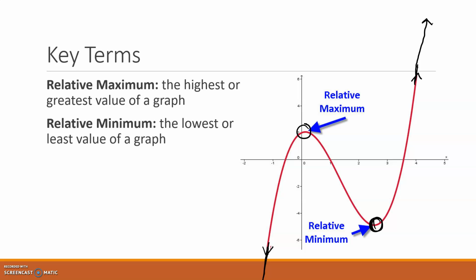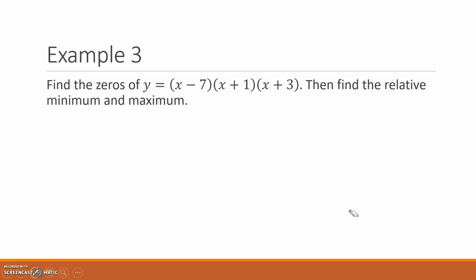When we were graphing parabolas, what was our minimum or maximum better known as? It was better known as the vertex of the parabola. So we looked at problems like this, where this was just the minimum because the graph never gets lower than this point, or the maximum because it never gets higher than that point. So now we're looking at relative maximums and minimums, and I'm going to show you how to do that on your calculator. So find the zeros of y equals this, then find the relative minimum and maximum.